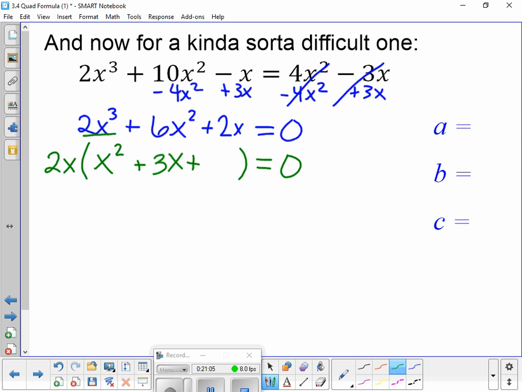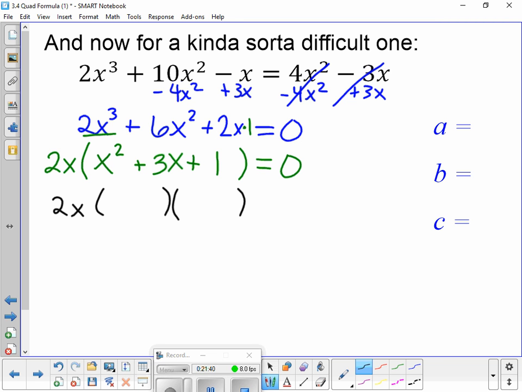And I'm factoring out a 2x from the term 2x. It is helpful to think of that as 2x times 1, and that will leave a 1 inside the parentheses in that third term position. Remember, when you're factoring out a GCF of something, your expression that's left behind should have the same number of terms as the one you factored the GCF out of. So we've got a factor of 2x and a factor of x squared plus 3x plus 1.